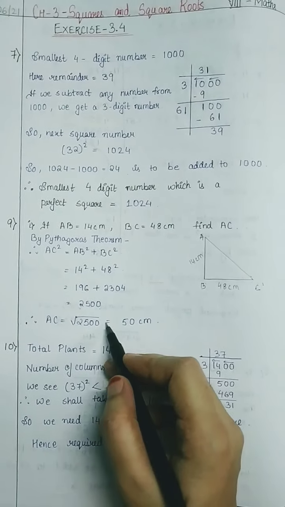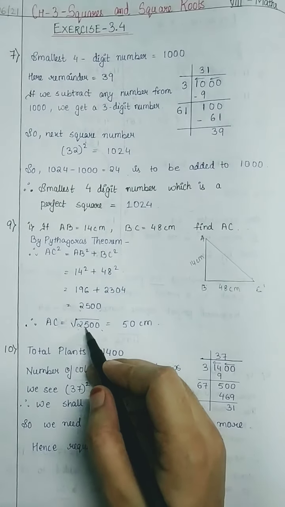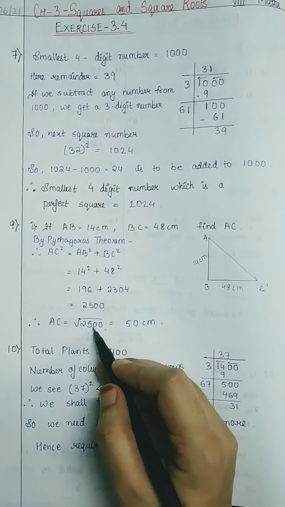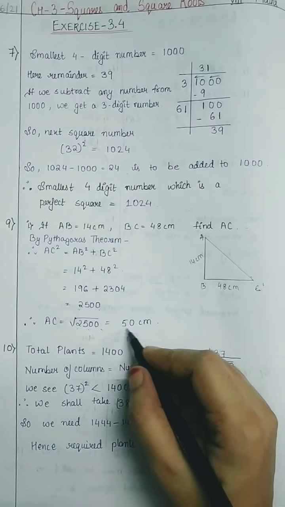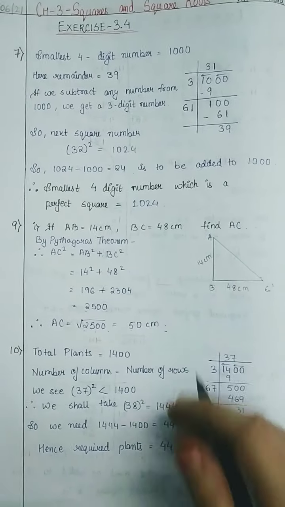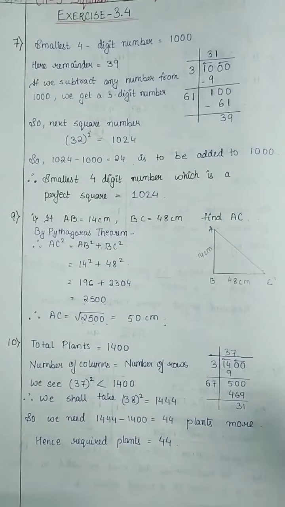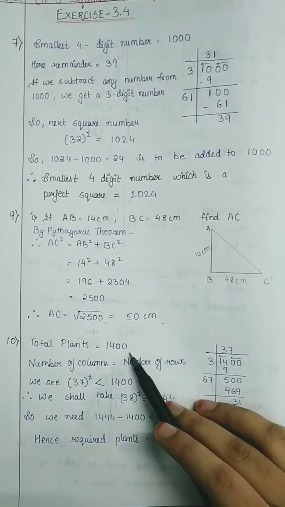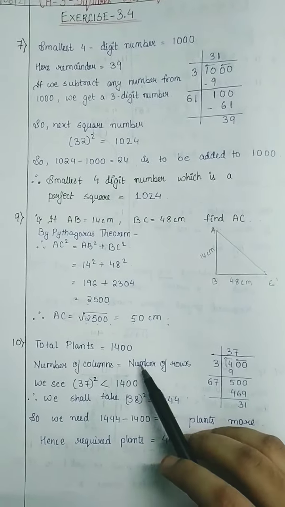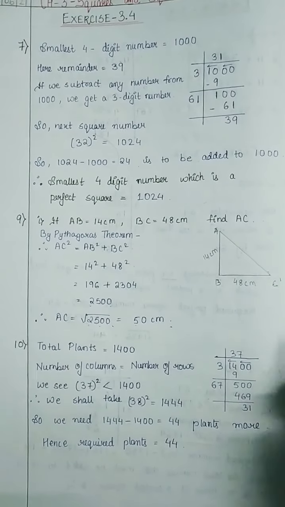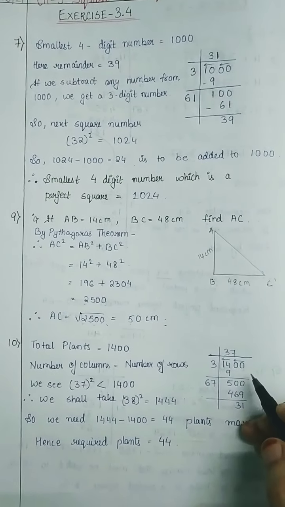Then we'll find the square root of 2500. You know 25 is the square of 5, and 00 means a single zero we have to put. So AC is equal to 50 centimeter. Now comes question number 10. Here it is asked how many more plants will be required in 1400 so that the number of columns and number of rows will be equal. Again you find the square root of 1400.